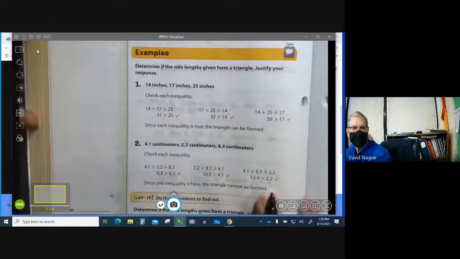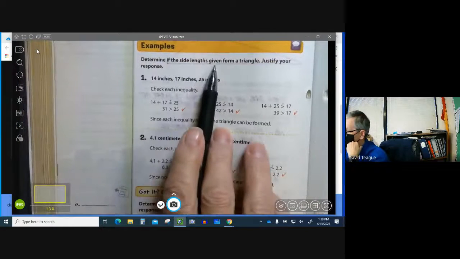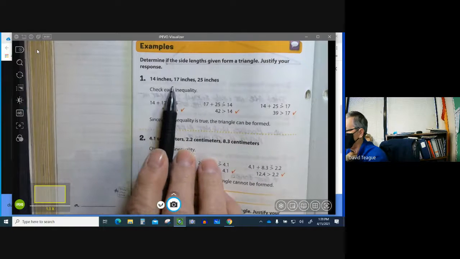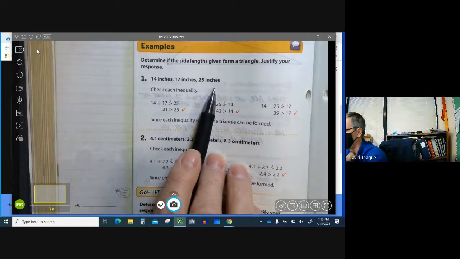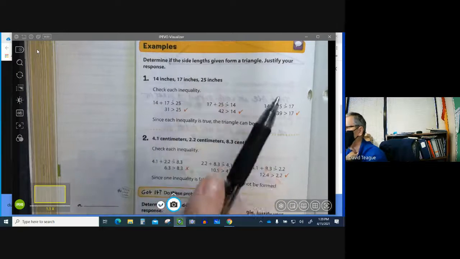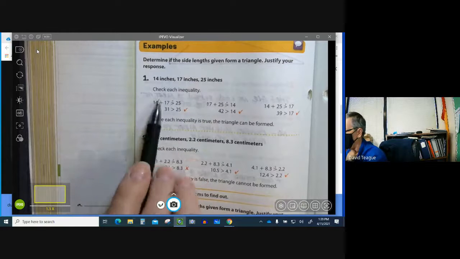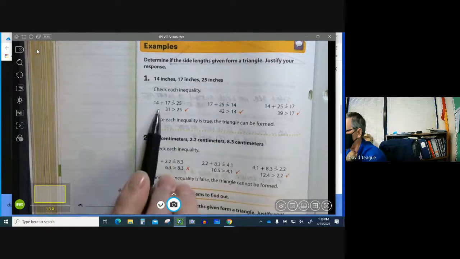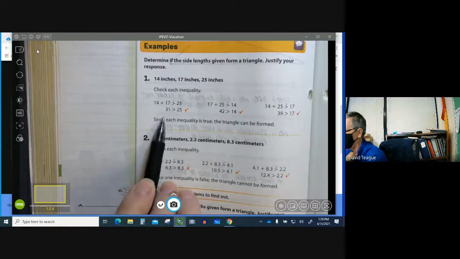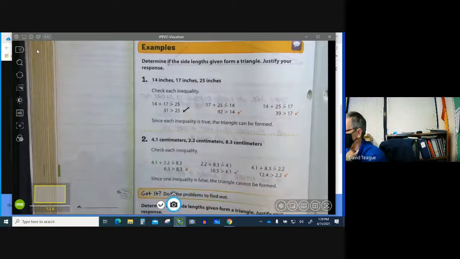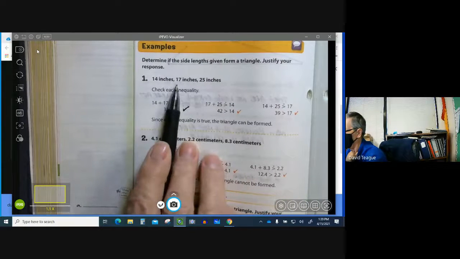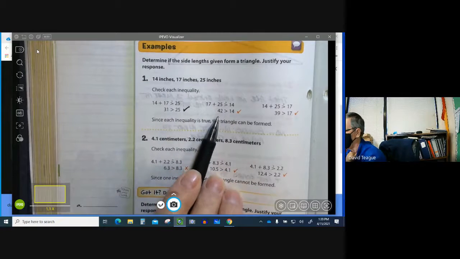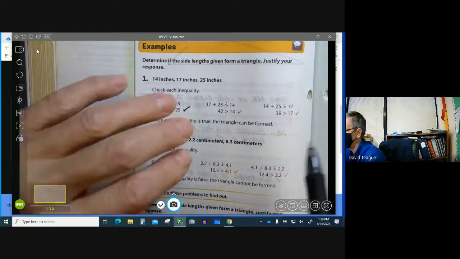So let's look at our example here. It says, determine if the side lengths given form a triangle, and justify your response. We have 14 inches, 17 inches, and 25 inches. We're going to take our 3 inequalities and see if we meet them. I'll take 14 plus 17 and see if it's greater than 25. 14 plus 17 is 31. That is greater than 25, so that condition is met. Now 17 plus 25, is it bigger than 14? 17 plus 25 is 42, and 42 is greater than 14. That is true.